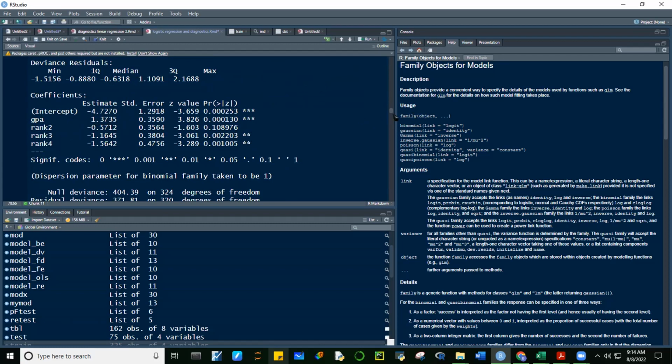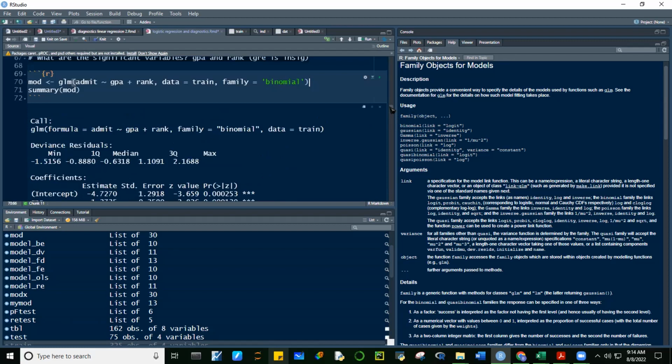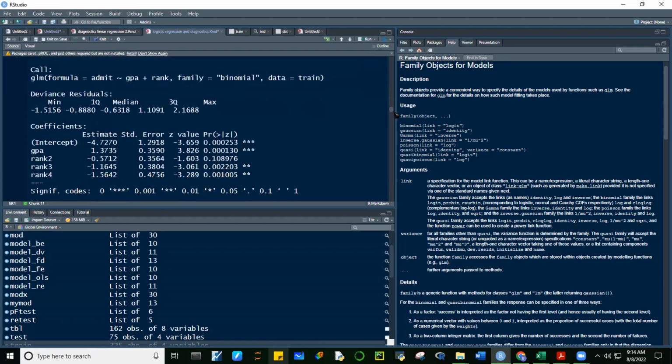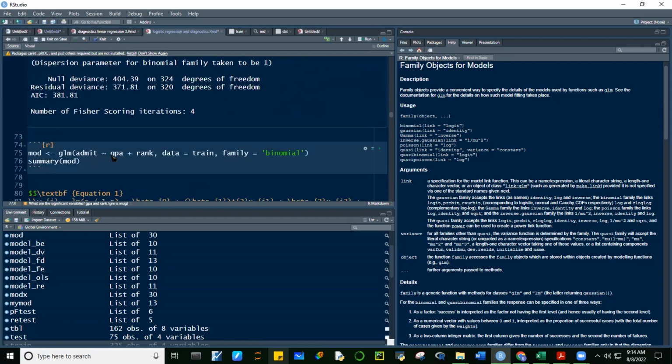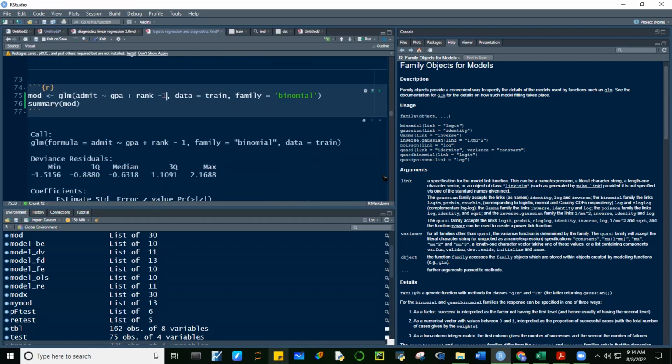Okay, so sinama natin intercept dito, no? Or let me copy this again. Another way to do this. Control C. Okay, we can put here -1. No? Okay. -1 to indicate that it's removing the intercept. No? So run natin to.